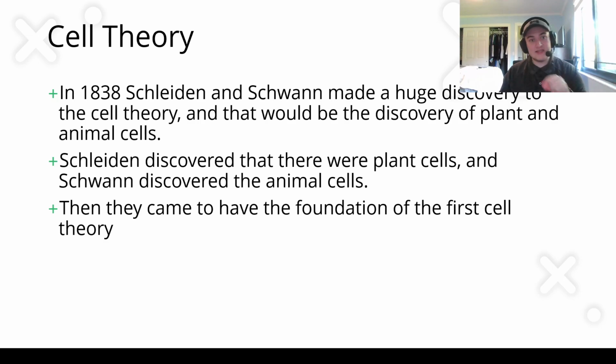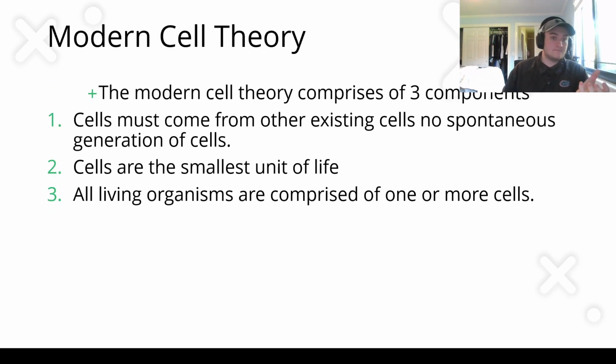in 1838, Schleiden and Schwann made a huge discovery to cell theory as they found the discovery of plant and animal cells. Schleiden discovered plant cells and Schwann discovered animal cells. And they were the first to come up with the foundation of the modern day cell theory. So, the modern day cell theory comprises of three components.